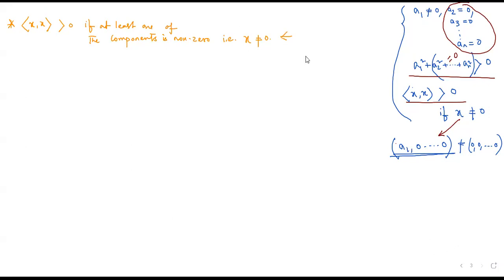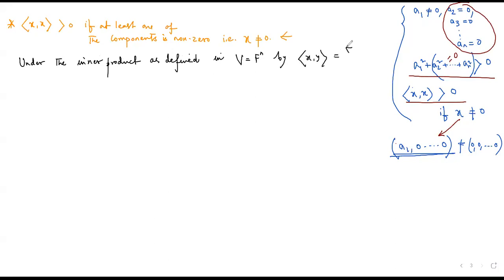So ultimately our conclusion is we saw that under the inner product as defined in V equal to Fn by x comma y, summation i goes from 1 to n of ai bi bar, Fn is an inner product space.